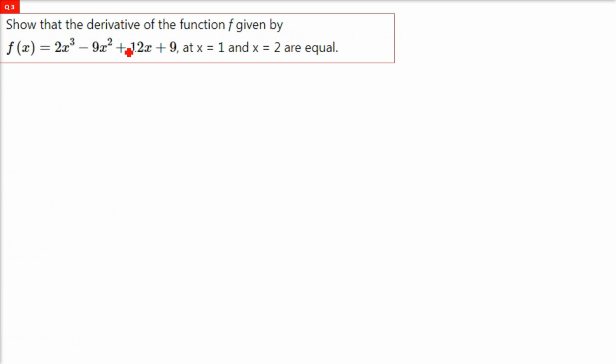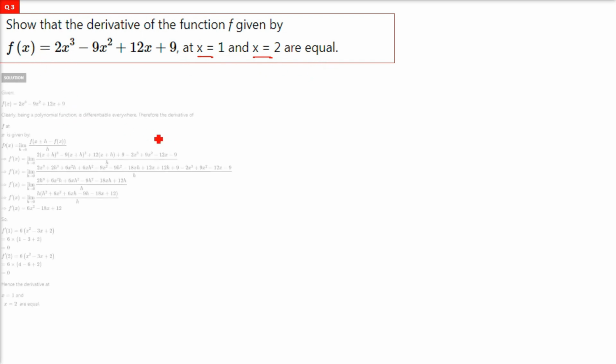Show that the derivative of the function f given by, so this is the function, at x equals 2 and x equals 1 and 2, these are equal. The steps will remain same. Same thing you have to do. Let me write it again.